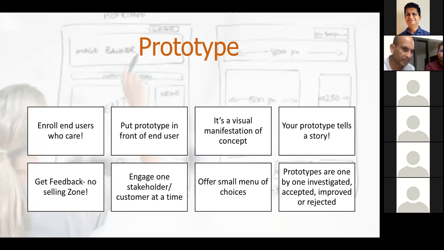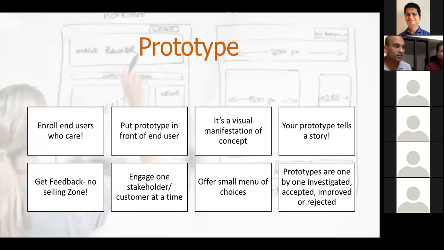A very important aspect: prototyping is not about selling. It is not about becoming attached to your design and starting to defend it, saying that no, this is actually a good idea and maybe you're not getting it. Get feedback, encourage honest feedback. The whole idea is getting feedback. It is not really a selling zone. Okay.